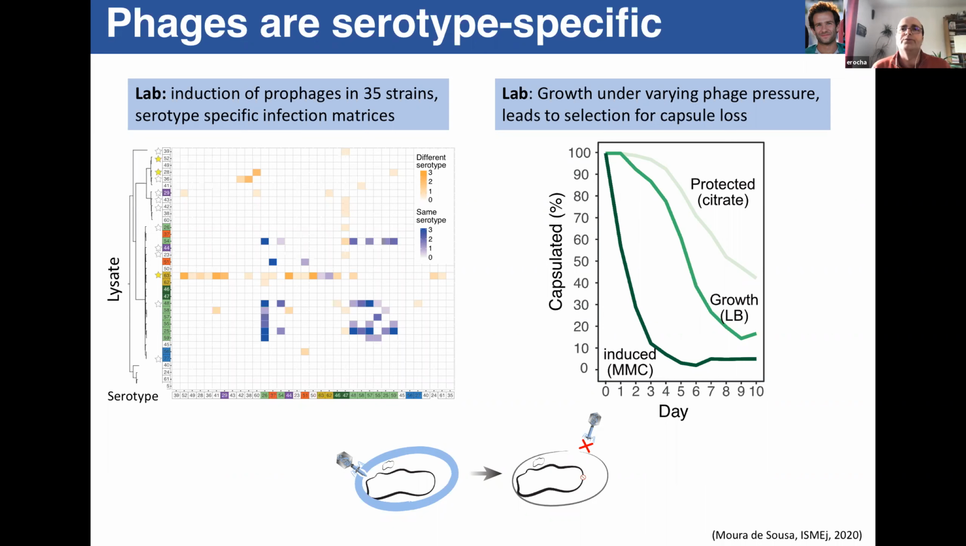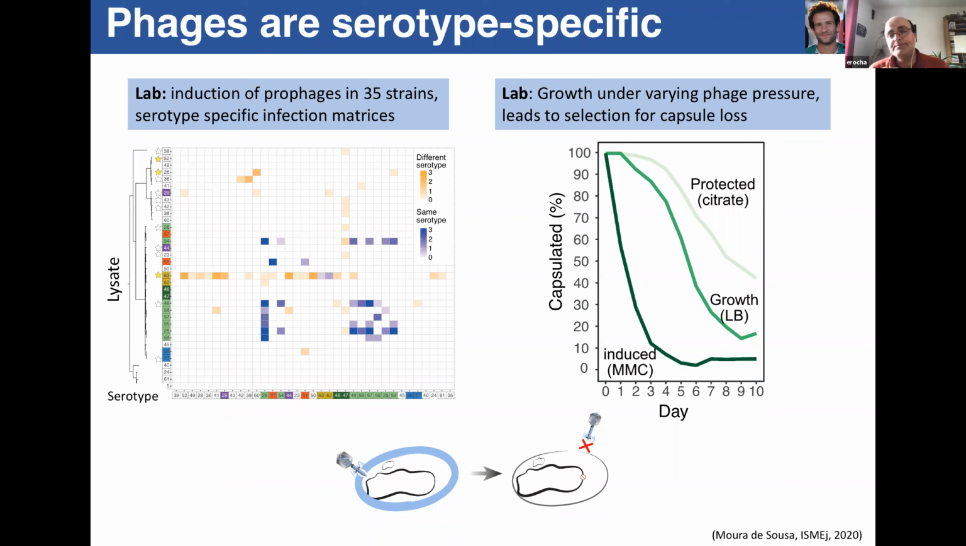So this is the graph on the right. We have the percentage of capsulated bacteria in our experiments, by day. If you put the bacteria in LB, which is a very rich medium, we know that the capsule is not adaptive and it tends to be lost. At day 9, about 20% of the individuals in the population still have a capsule.